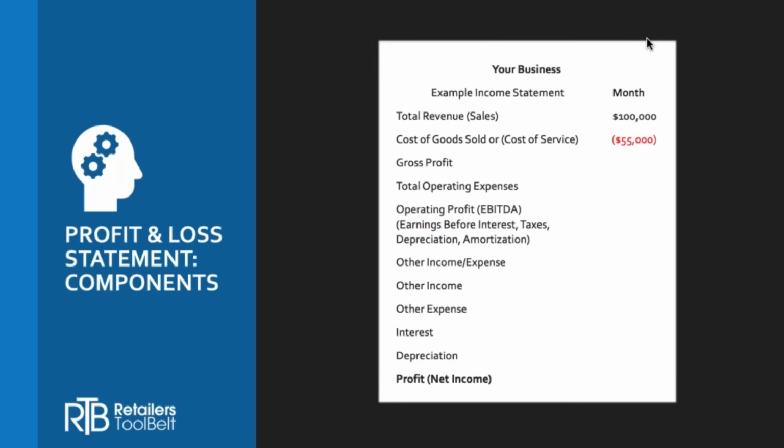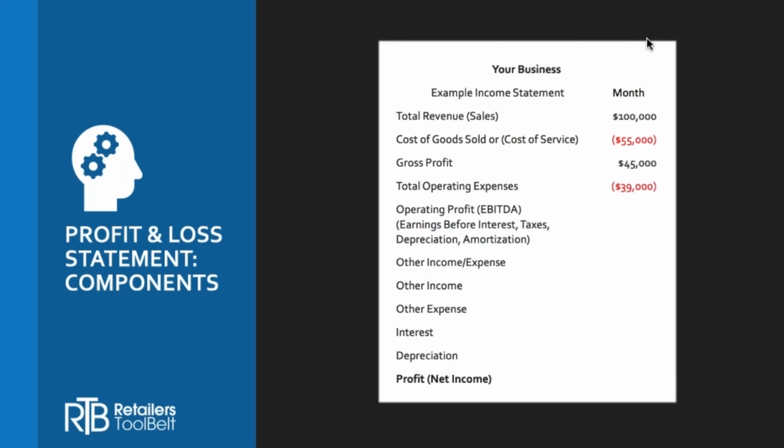And let's say that merchandise cost you $55,000. So if you take your $100,000 in gross revenue and you subtract out your cost of goods sold, you're left with a gross profit of $45,000. Now, don't get too excited. That $45,000 is not actual profit, because in order to generate that $45,000 in gross profit, you had to incur expenses, and that's for the next line, total operating expenses.